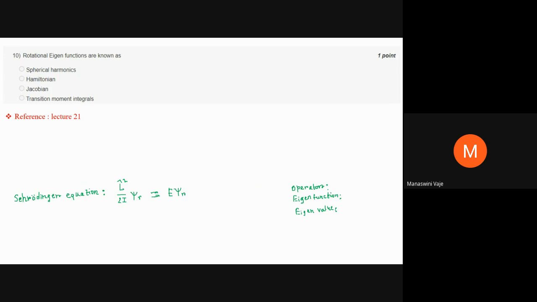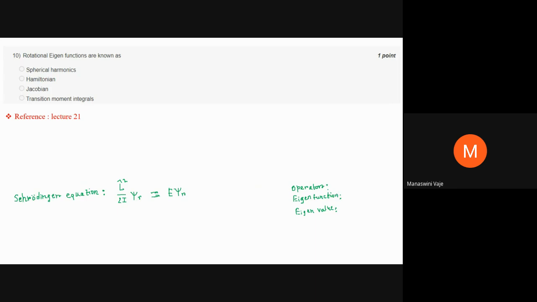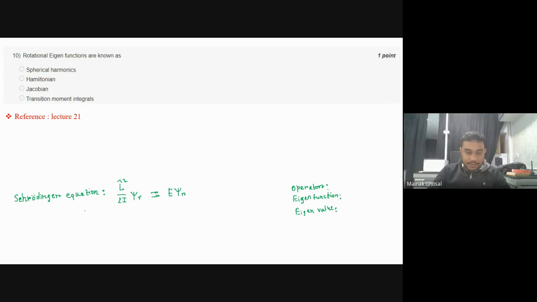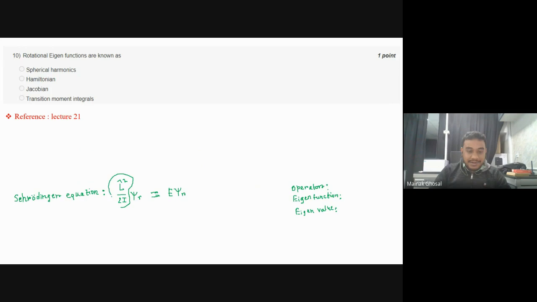The cap one is the operator. No, that's not this one. This whole thing is the operator. Okay. What is this L? This is angular momentum. So this angular momentum, when you are dividing with moment of inertia, it is giving you the energy operator, and in this case, it is just like the Hamiltonian, the H operator.